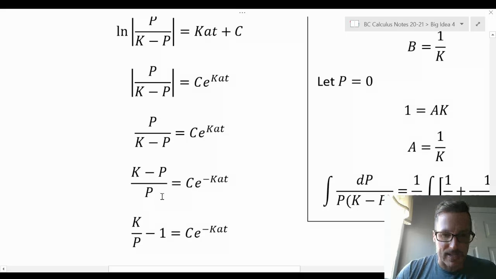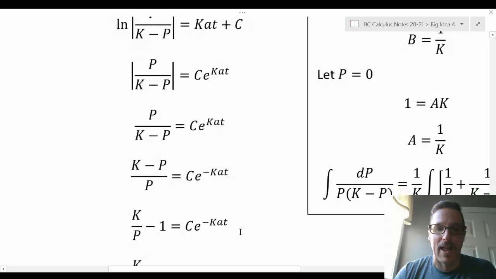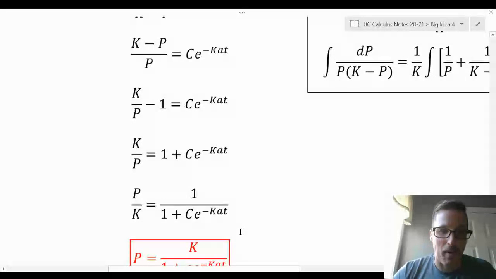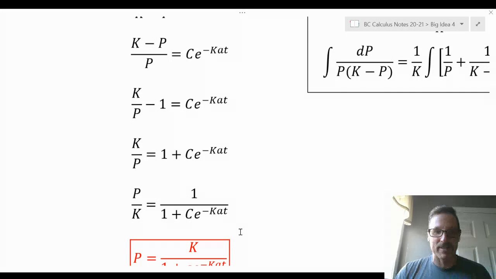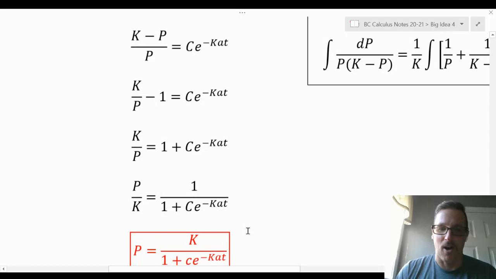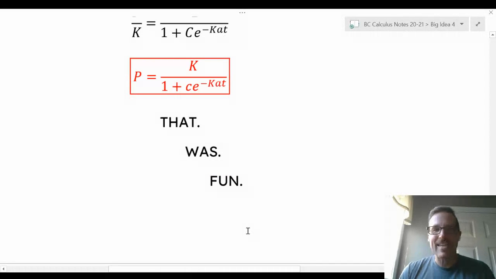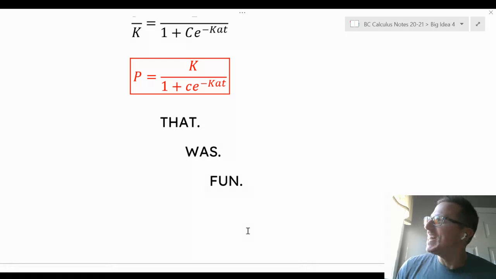The reason I did that is because now I have K minus P divided by P. Well, I can split that up. I can say K over P minus 1 is equal to that. Get ready, here it comes. We're going to add 1 to get K over P is equal to 1 plus C e to the negative Kt. And then we're going to flip it again. So P over K is 1 over 1 plus C e to the negative Kt. All we've got to do is multiply by K, and bing, bang, boom. That was fun. How easy was that? That was so easy and enjoyable. Let's do that again.